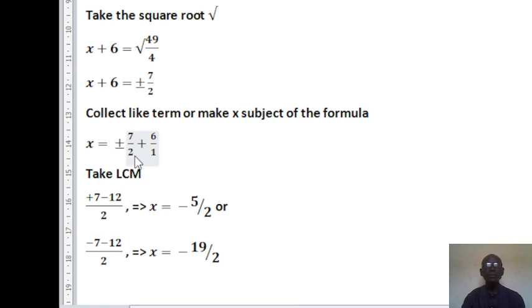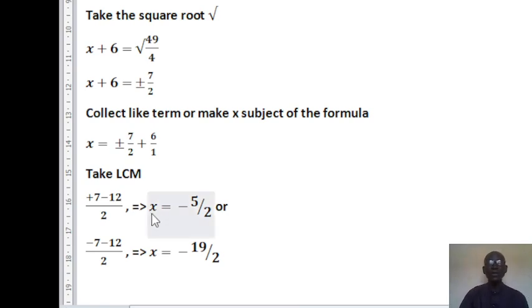2 divided by 2 here, you have 1. 1 multiplied by 7, you have 7. Coming here again, 2 divided by 1 is 2. 2 times 6 there, you have 12. So you have your minus 6 there. What do you have?